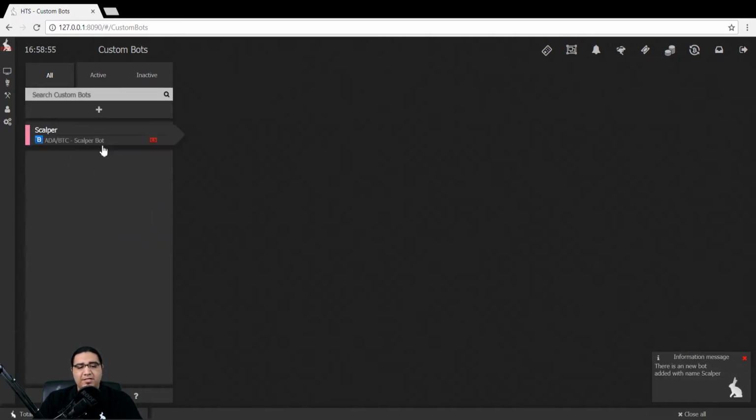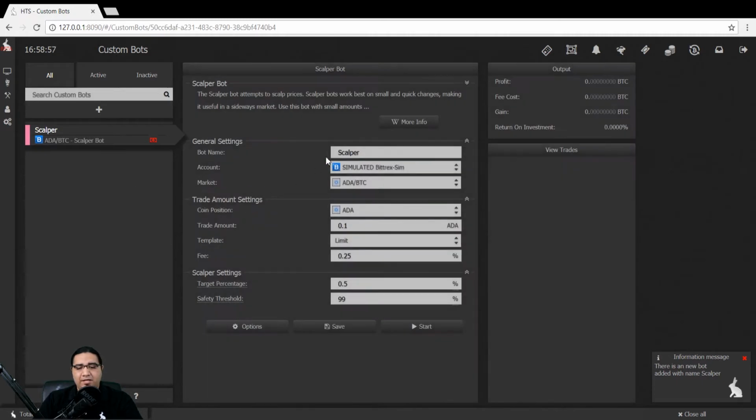So once the bot's added, you'll see it's added here, and once you click it, you'll have a few options. Now obviously we have the bot name, the account it's attached to, and the market it's attached to. The next part's very important, the coin position. The coin position dictates which position we are in. Are we in a bought or sold state? So for example, if we have ADA, then we want to leave this coin position as ADA.